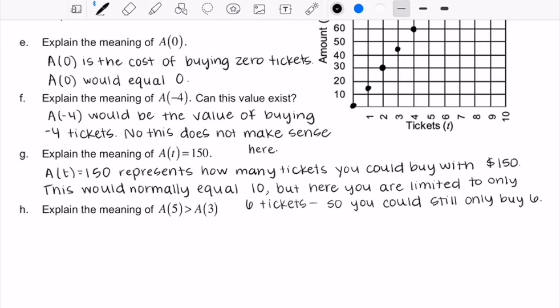The next question wants you to explain the meaning of A of T is equal to 150. So in this problem, that would represent how many tickets you could buy with $150. Think about it. If each ticket costs $15, then you could buy 10 tickets with $150, except in the directions to this question up above, it stated that you were limited to buying 6. So even though 10 tickets would cost you $150, in this question, you're limited to only buying 6, so you could still only buy a total of 6 tickets.